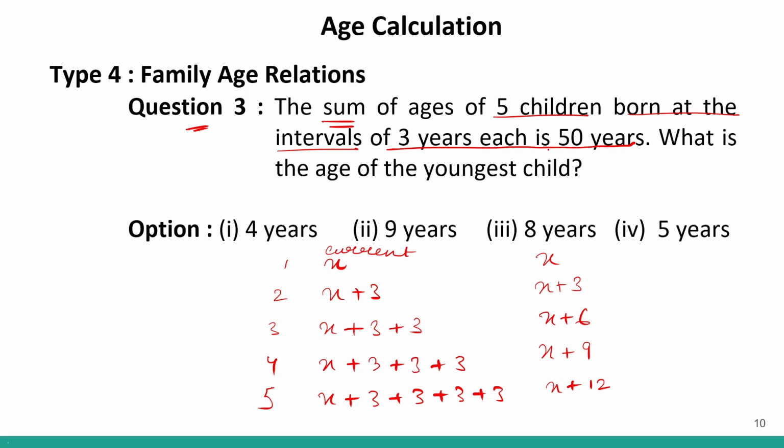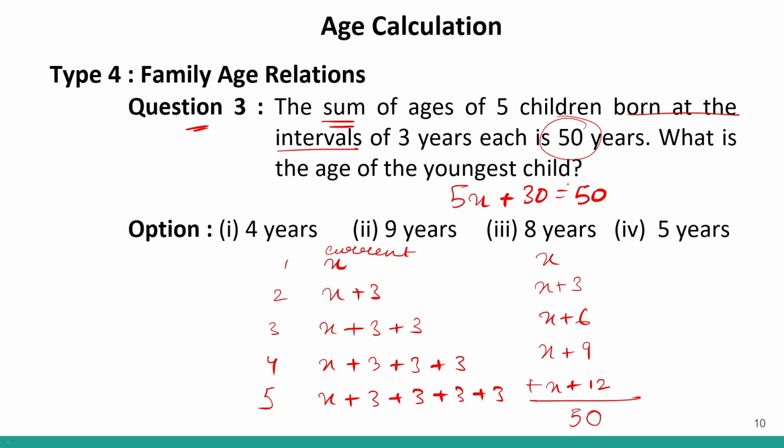Now the sum is given to us, which is 50 years. So if I add all these together, I'll get 50 years. Correct? So how many X are there? 1, 2, 3, 4, 5. So I can say 5X plus 3 plus 6 is 9, 9 plus 9 is 18, and 18 plus 12 is how much? 30. So 5X plus 30 equals 50.